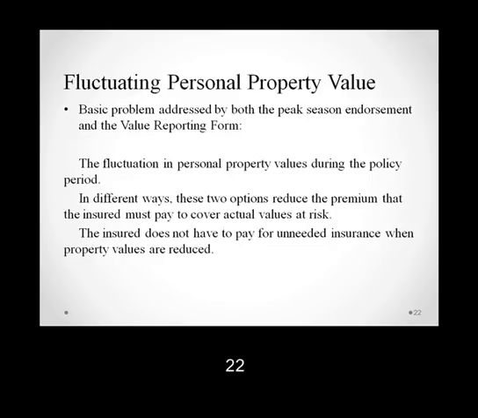So the peak season endorsement and the value reporting form both address the problem of fluctuation in personal property value. Now the peak season endorsement is based on prediction, right? So at the beginning of time, the business will evaluate or predict how much inventory it will have during a specific time of the year. Now, since that is a prediction, it can never be too accurate.